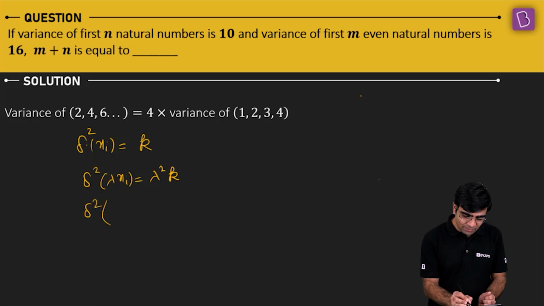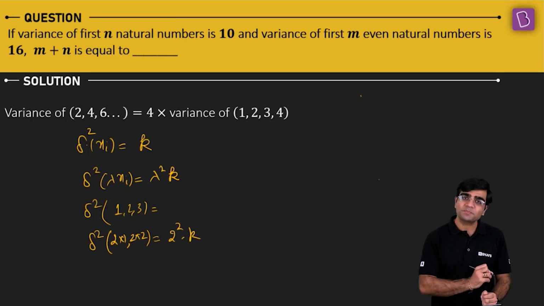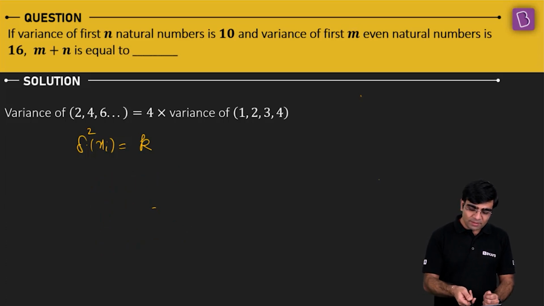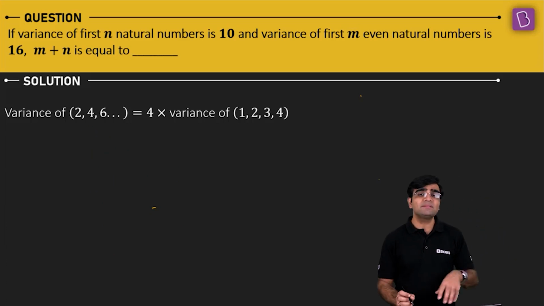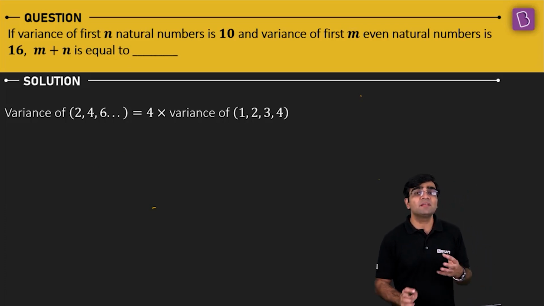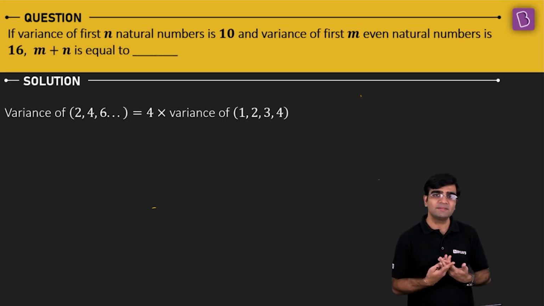For example, if I take 1, 2, 3, that was simply some k, then delta square for 2, 4, 6, that is the multiple of 2 times that, right? So it is 2 times 1, 2 times 2. So that has to be 2 square times k, or 4 times that variance. Are you getting my point, everyone? So the idea says that if the variable is made lambda times, then its variance will be lambda square times the original variance. Understood? Shall we move ahead?